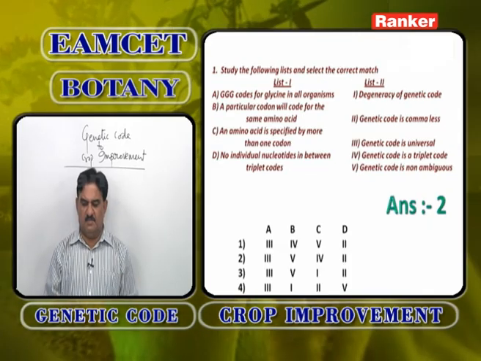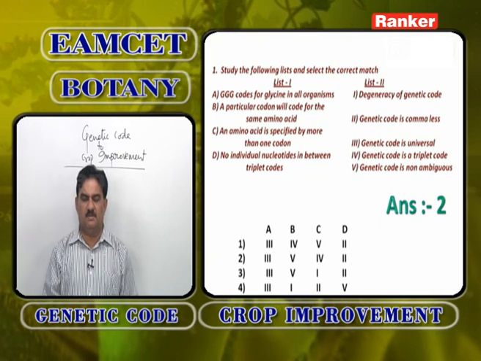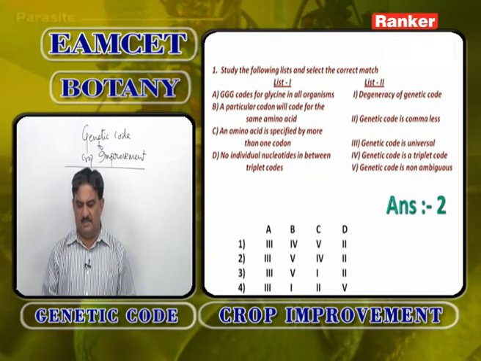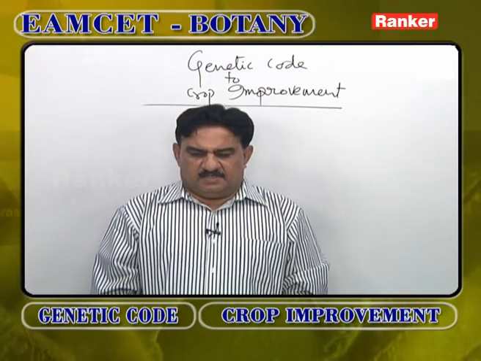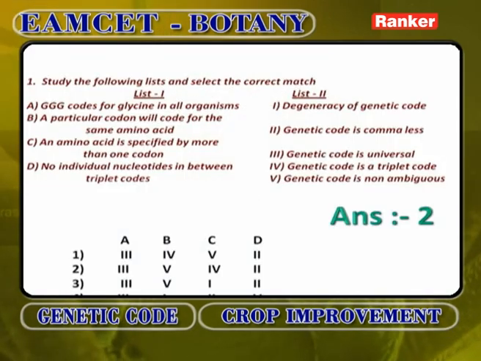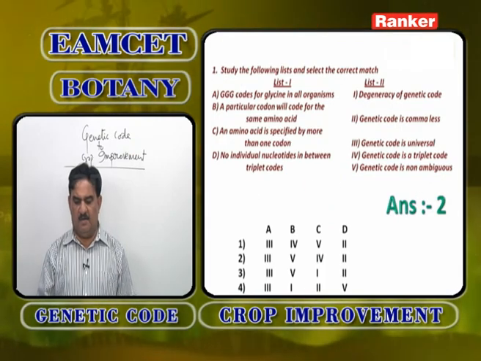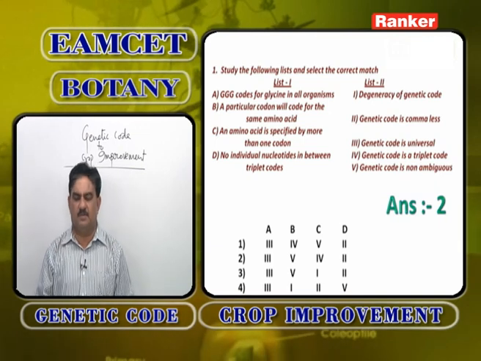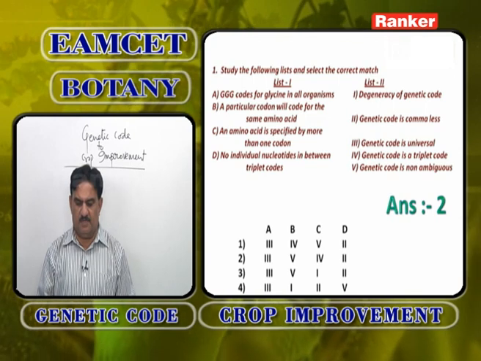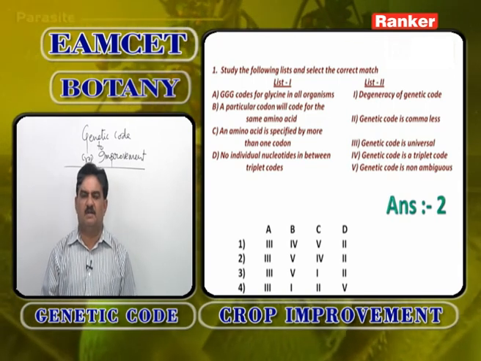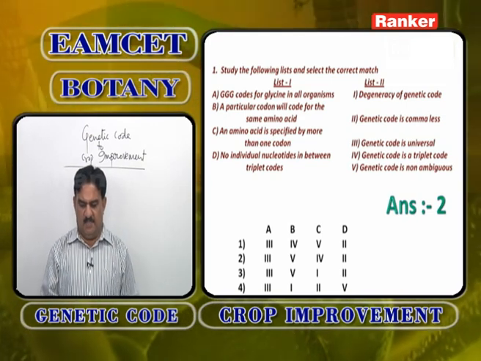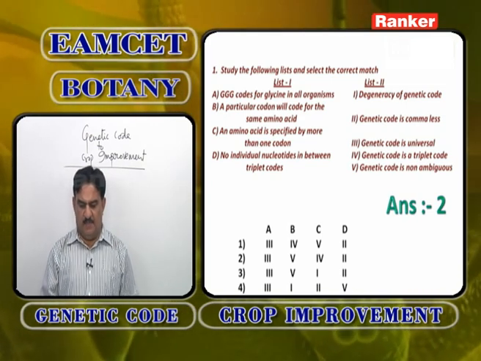Degeneration of genetic code. Genetic code is commaless. Genetic code is universal. Genetic code is triplet code. Genetic code is non-ambiguous. This is regarding the properties of genetic code. Answer is 2. A3: GGG codes for glycine in all organisms shows that genetic code is universal. B5: A particular codon will code for the same amino acid is genetic code is non-ambiguous.